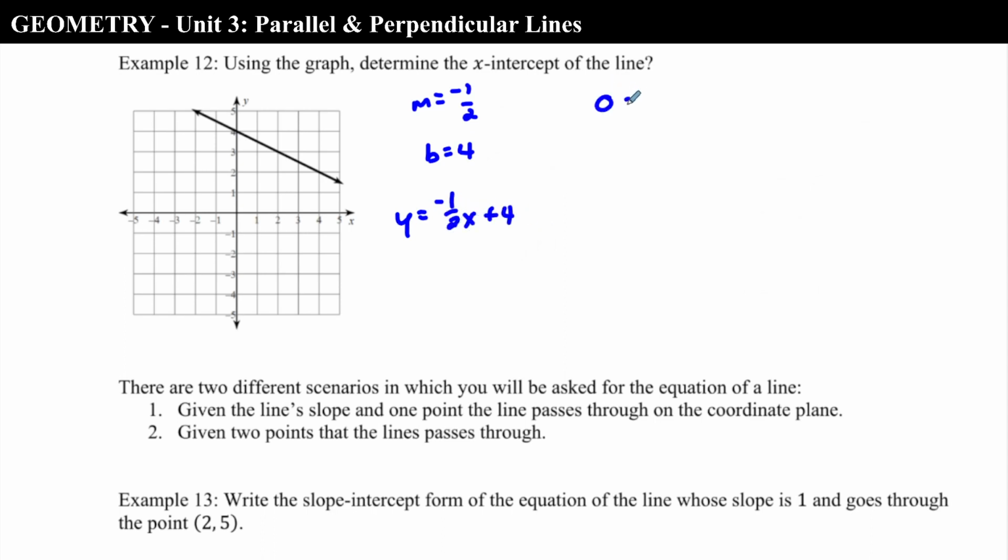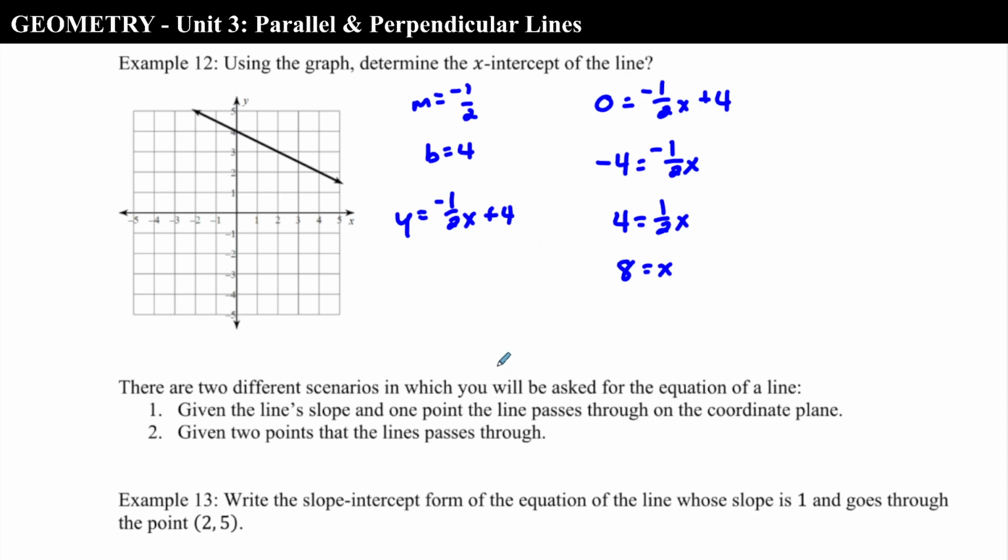Now to find the x-intercept, we just set the equation equal to 0. Subtract 4 from each side. We can drop the negatives, and we multiply each side by 2. We get x equals 8. So our x-intercept is 8.